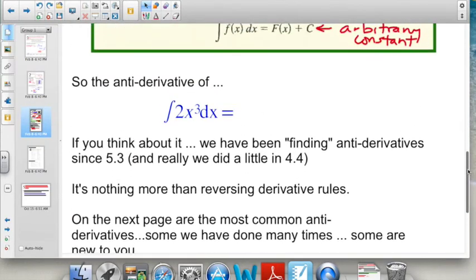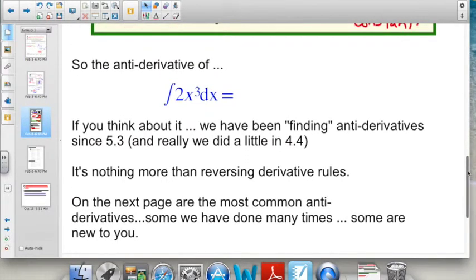Okay, so let's try this. The antiderivative then of 2x cubed is what? Yep, 1/2 x to the 4th plus c. So we're just acknowledging that c could be a 0. It could be a minus 1/2. It could be a minus 81 over 2. Could be a plus 4. Doesn't matter. Okay?